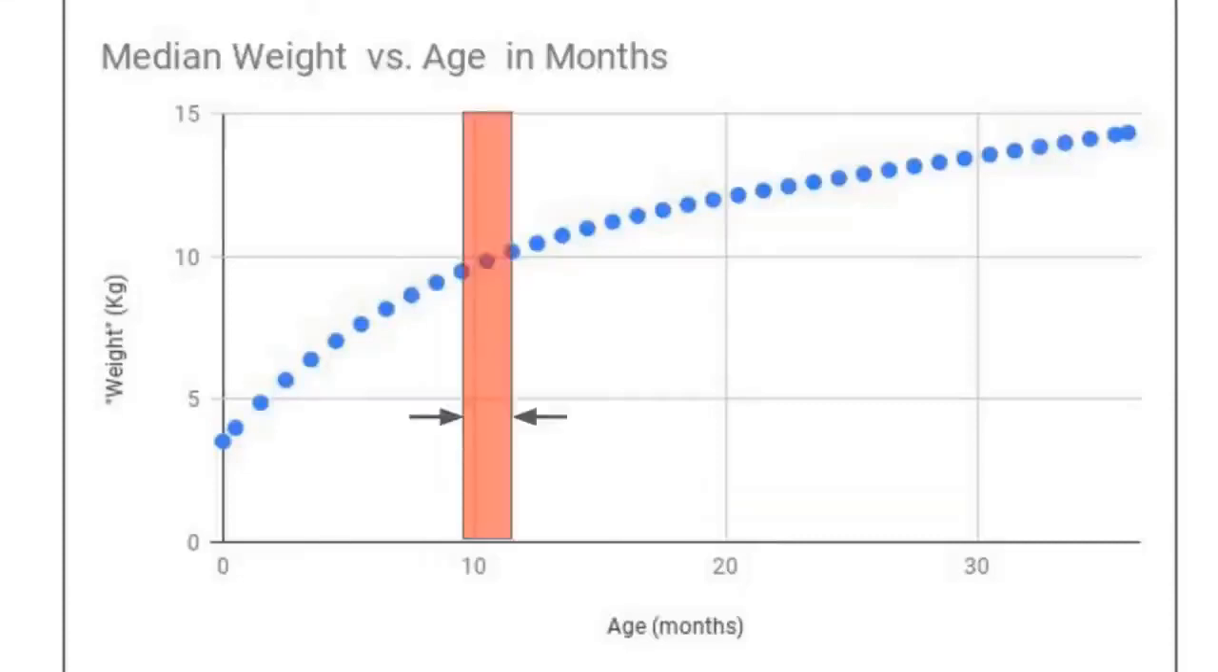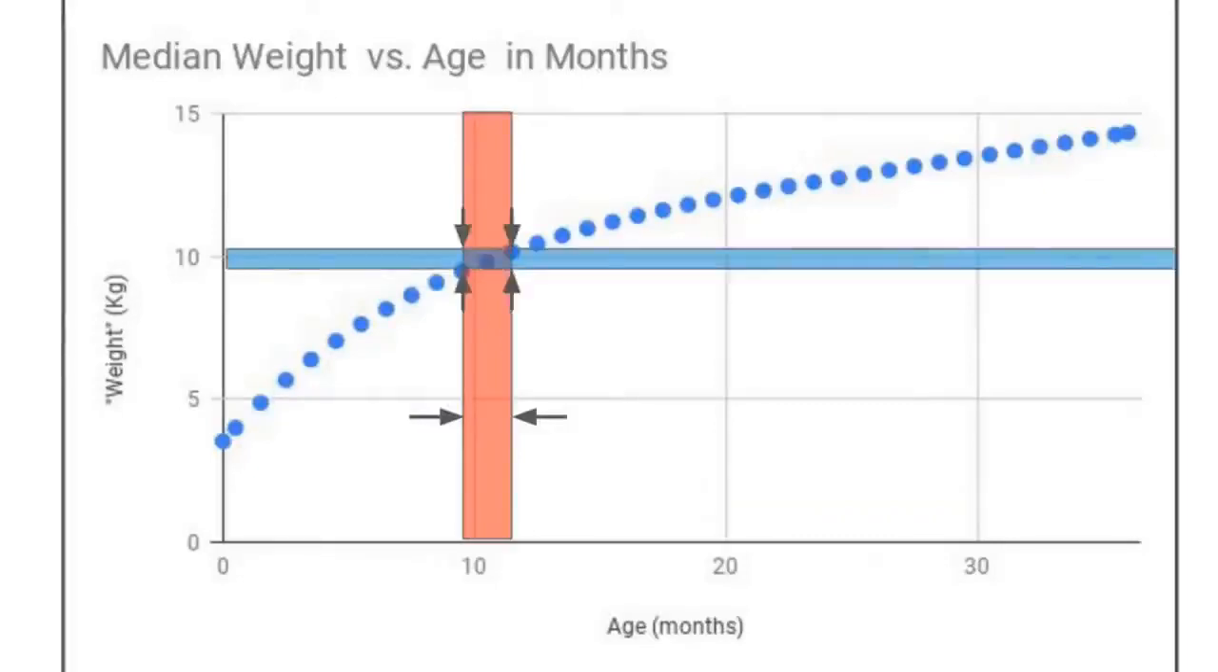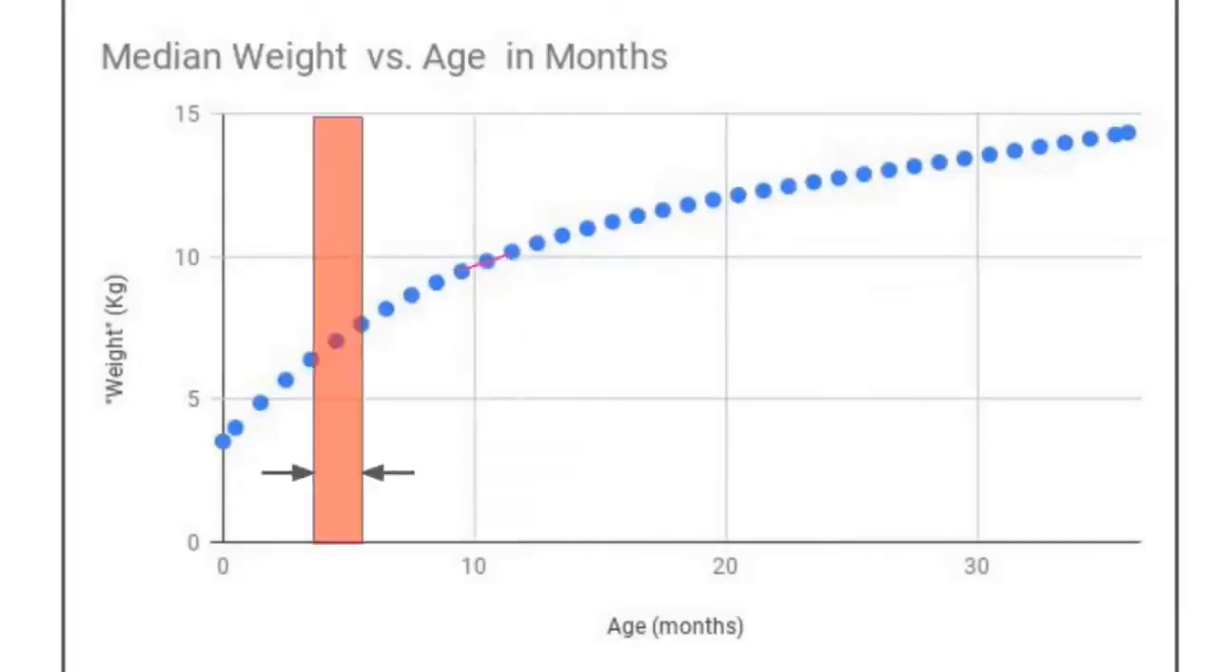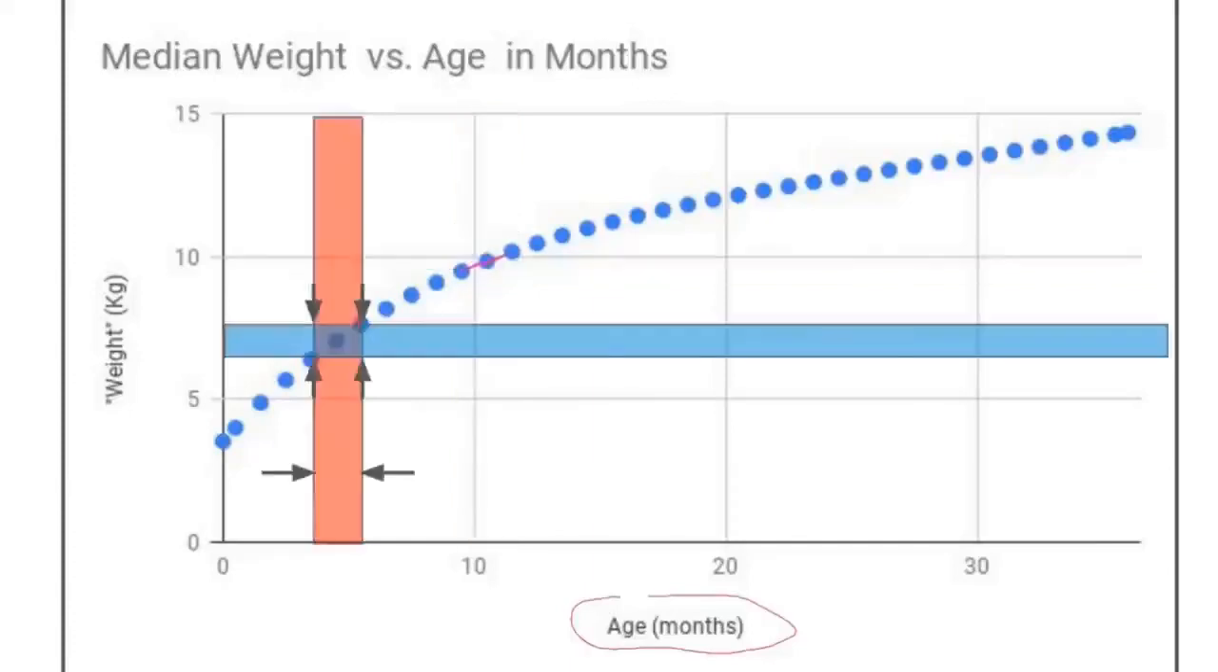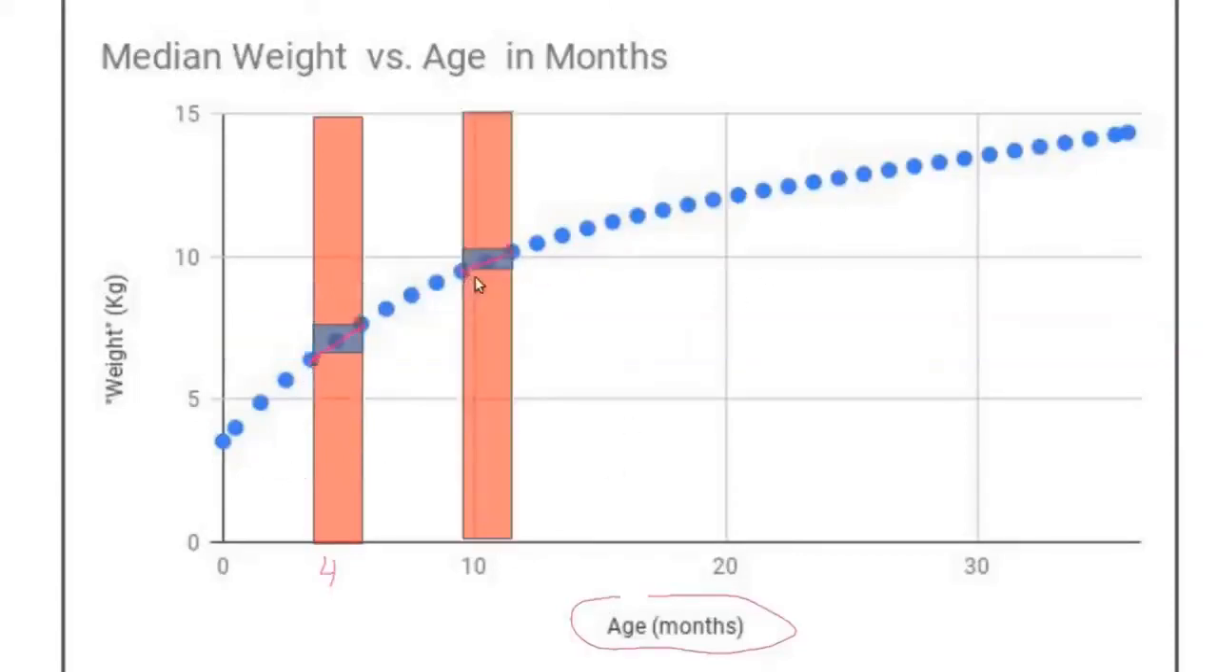So if we look around 10 months, what does 1 month change in age produce for a change in mass? Well, we can see, comparing the before and after, that around 10 months of age, a baby gains about half a kilogram. But if we look earlier, around 4 months of age, for the same change in the horizontal variable, age, we're getting a much bigger change in the output, or weight. So a baby gains about a whole kilogram around 4 months. But around 10 months, they're only gaining half a kilogram.